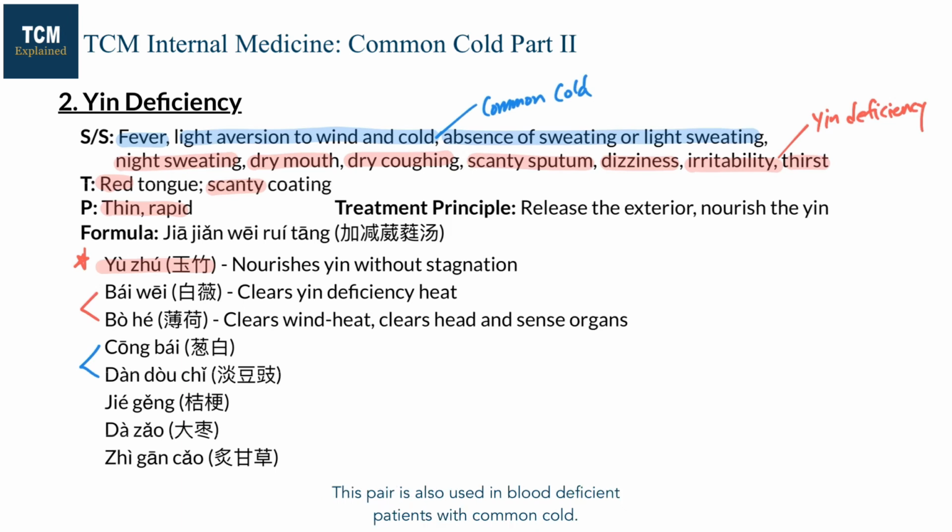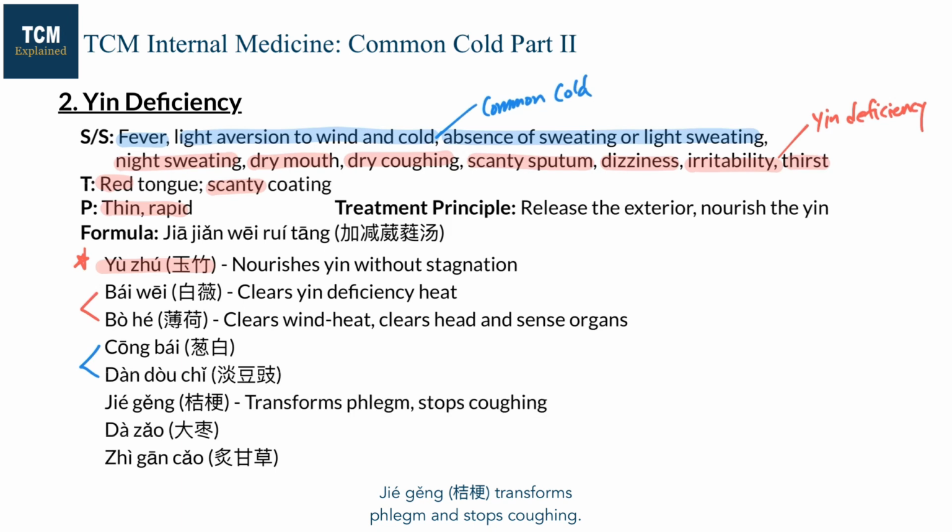This pair is also used in blood-deficient patients with common cold. Their action is mild, so they do not induce profuse sweat, preventing damage to yin fluids and blood. Jie Geng transforms phlegm and stops coughing. Da Zao and Zhi Gan Cao tonify deficiency.